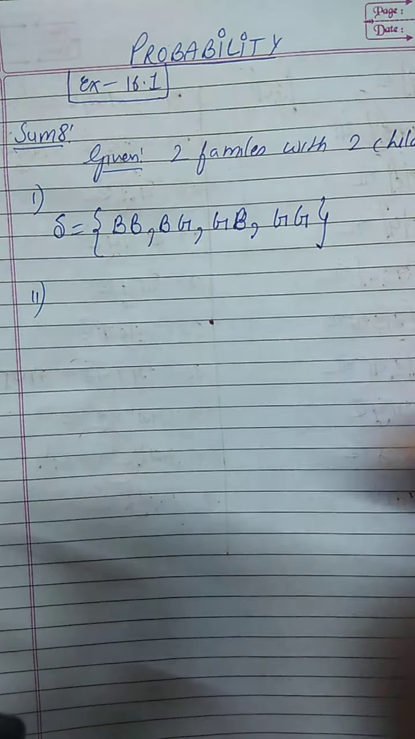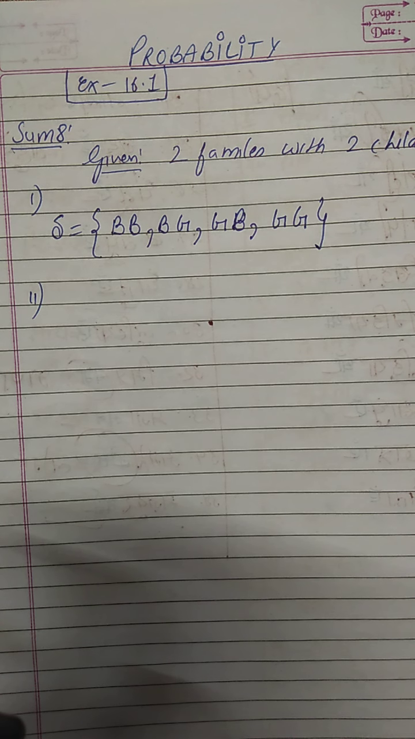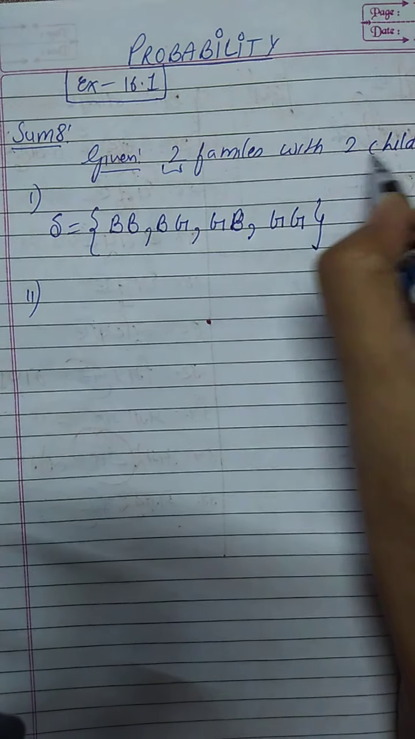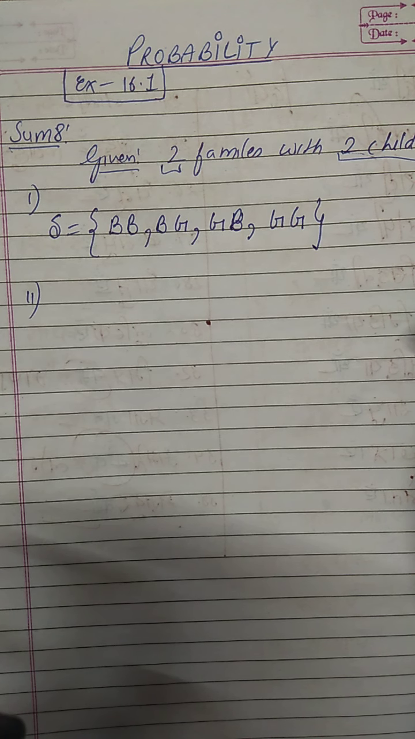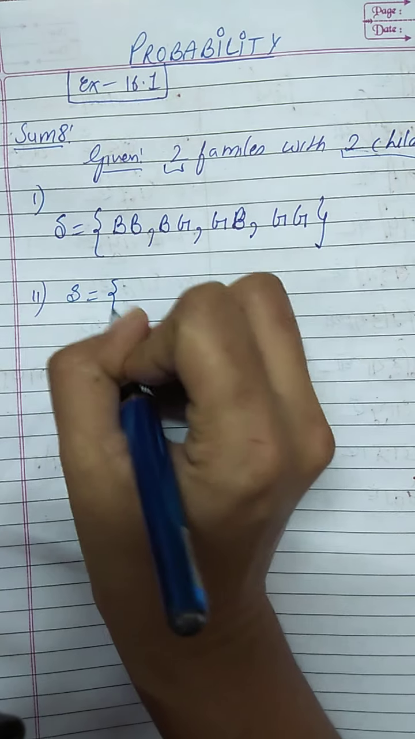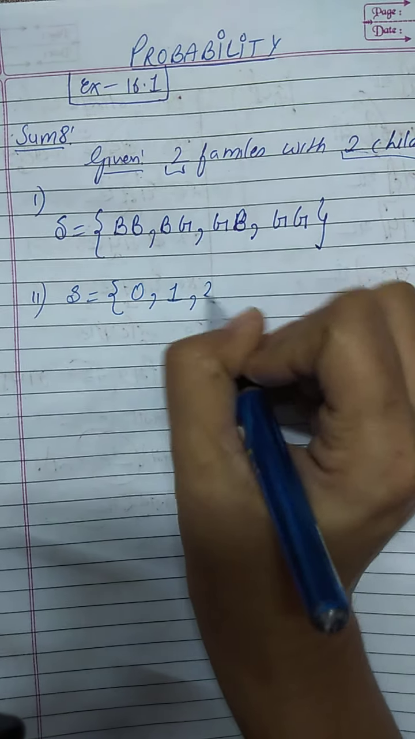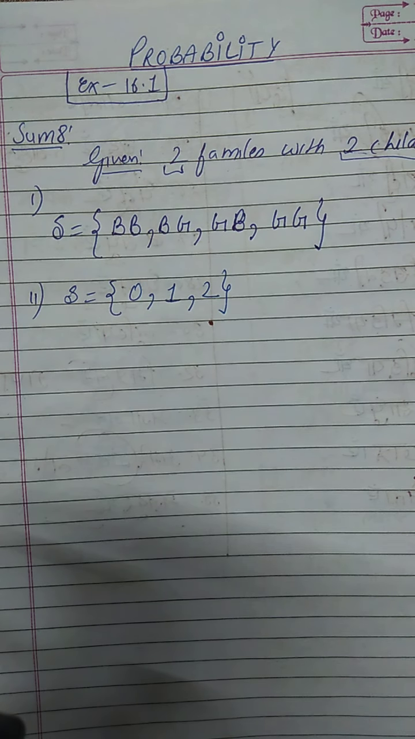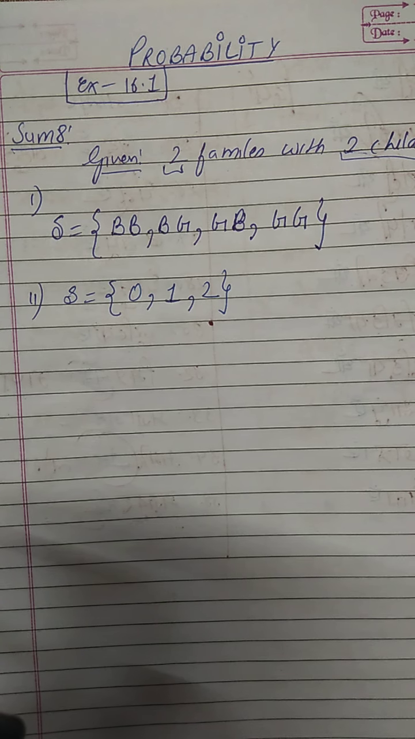And the second part of this sum is what is the sample space if we are interested in the number of girls in the family. Now since each family is having two children only, at the most the family can have two girls, or at the least no girl. So the sample space is: no girl in the family, one girl in the family, or two girls in the family. That will be the sample space for the second part.